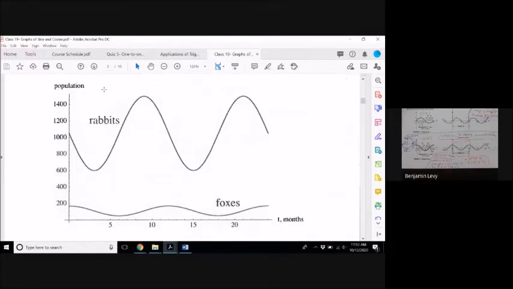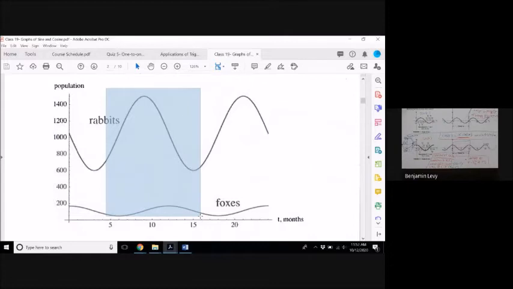Now that the rabbit population has gone up in this piece, because they're not getting eaten, there's more food for the foxes, and so the foxes start to go up in this piece. Now that there's more foxes, they eat the rabbits, and so the rabbits start to go down again. As the rabbits go down, there's not enough food for the foxes, and so the foxes will go down.